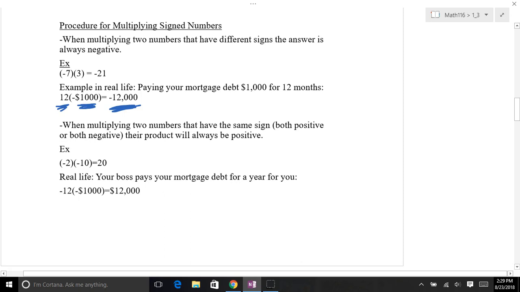When you have the same sign, a negative times a negative, for example, would be a positive, or a positive times a positive would also be a positive. So in real life, if your boss is paying your $1,000 mortgage, so somebody else is paying your mortgage, not you, every 12 months, that's like a bonus of $12,000 for you. It's kind of like a housing bonus.